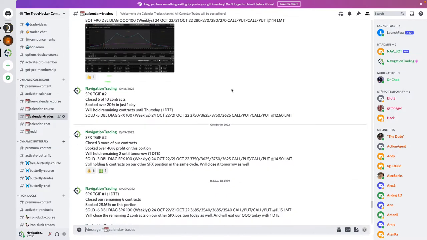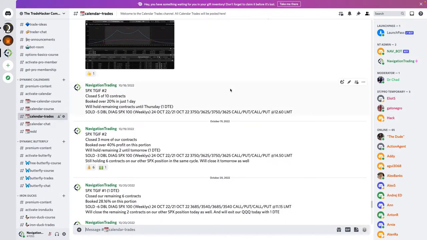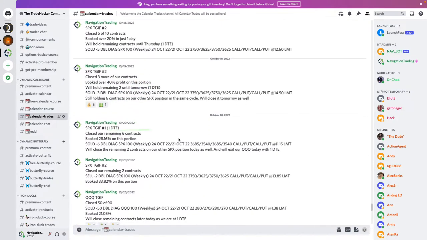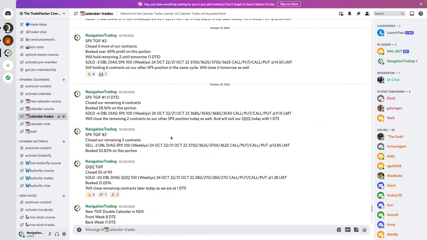These are all ones that we closed out with 1 day to expiration. On one of our SPX trades, closed half of it in just 1 day, booked over 20%. So if you get profits that quick, you've got to just take some chips off the table. Then the very next day, it was still only Wednesday, booked over 40% on that portion. And so had just a couple left to hold until 1 day to expiration.